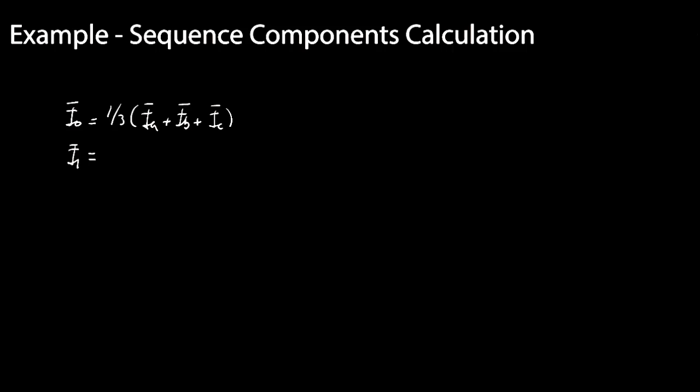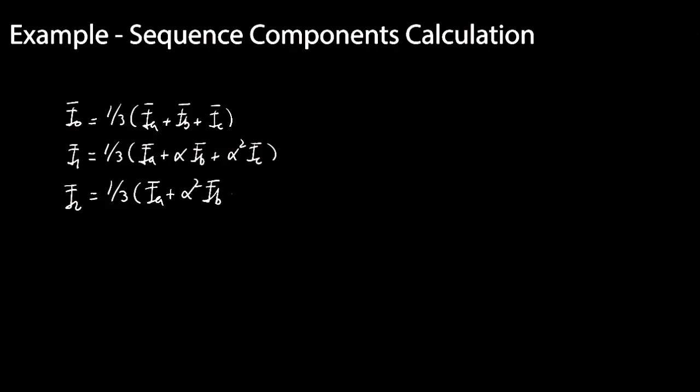The positive sequence current I1 is going to be equal to 1/3 times IA plus alpha IB plus alpha squared IC. And here I'm using alpha, but sometimes people use A instead of alpha, but it's the same thing. So the negative sequence current I2 is going to be equal to 1/3 times IA plus alpha squared IB. So notice that the positions of the alphas are changing with respect to the positive sequence current. So plus alpha IC.